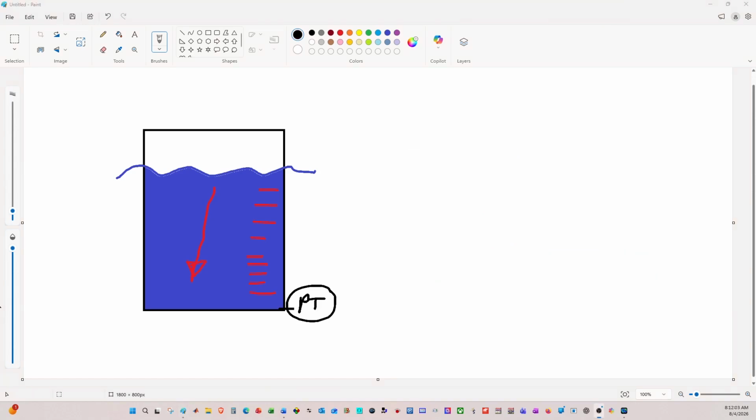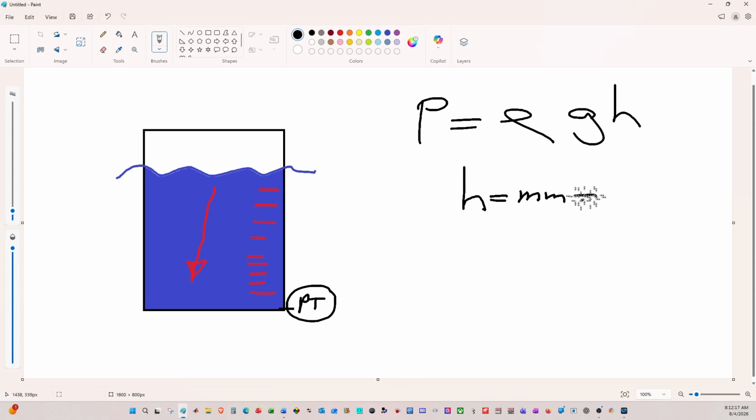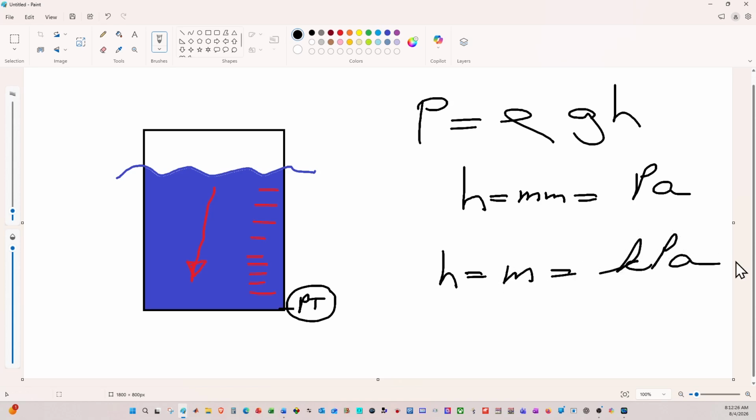In my part of the world, we like to work in pascals or kilopascals. So in the formula, pressure is equal to rho GH. What you're going to find is if H is going to be in millimeters, your answer will be in pascals. And if H is going to be in meters, your answer will be in kilopascals. If you work with any other pressure types, it's very easy just to get a calculator or an iPad or converter, and then you can change it to a value of your choice.